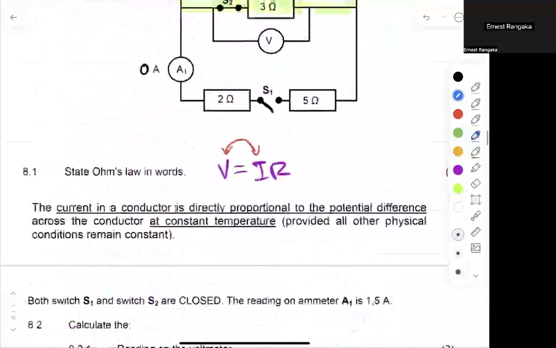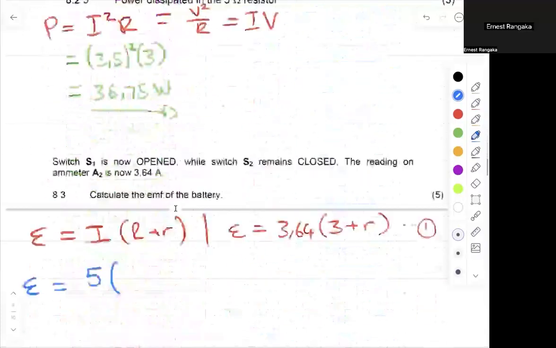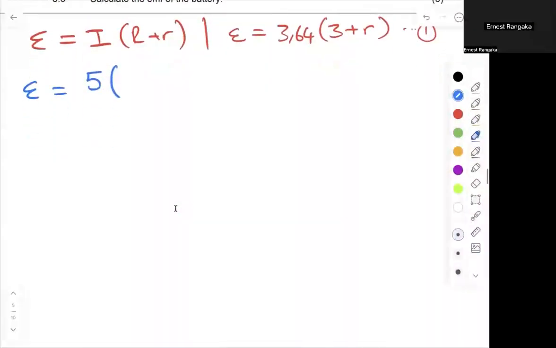When all my switches were closed, I have parallel resistance. I'm going to have 3 and 7, the 2 plus 5. I need to work out what my R total is for when all my switches are closed. Let me quickly do that on the side here. Remember, 1 over R total is equal to 1 over R1 plus 1 over R2, R1 and R2 being whatever's on my two branches.